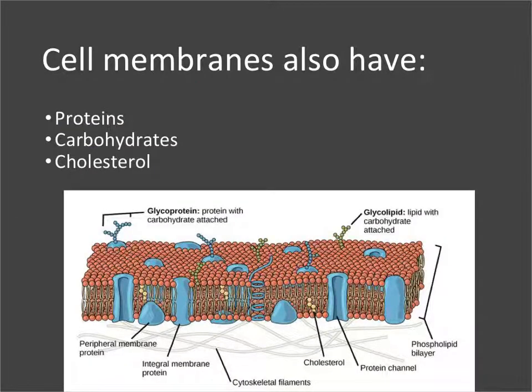Now, the cell membrane is made up primarily of this phospholipid bilayer. So you can see in this kind of drawing of it here, this is our phospholipid bilayer. So we've got our phosphate heads on either side and our lipid tails in the middle.